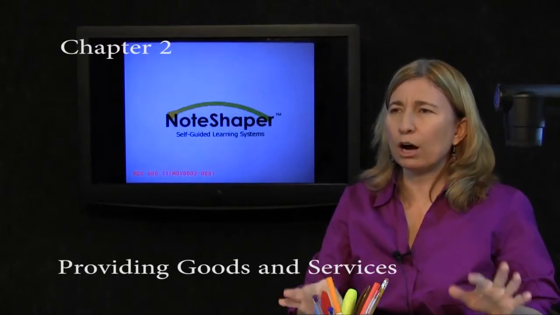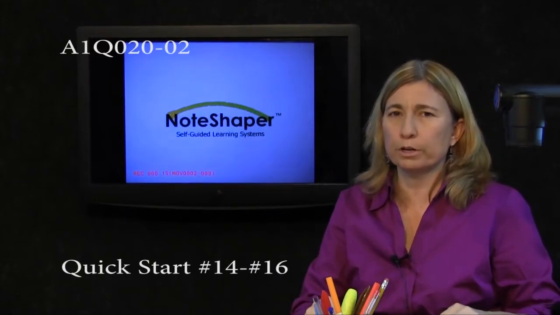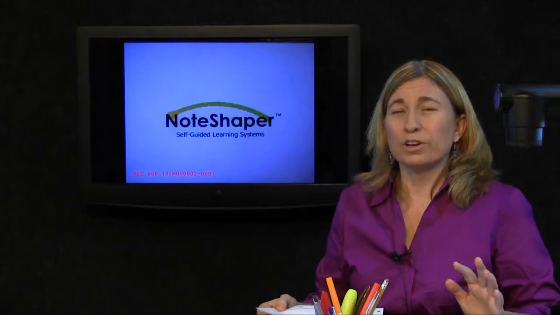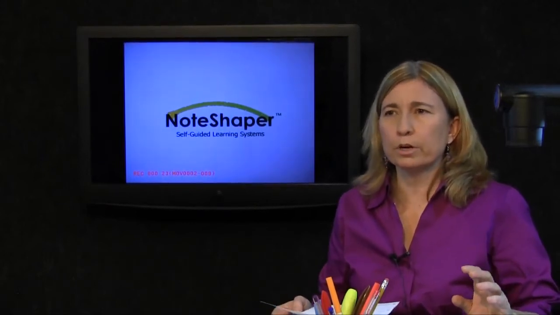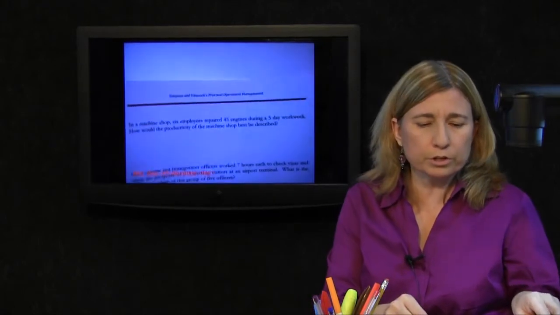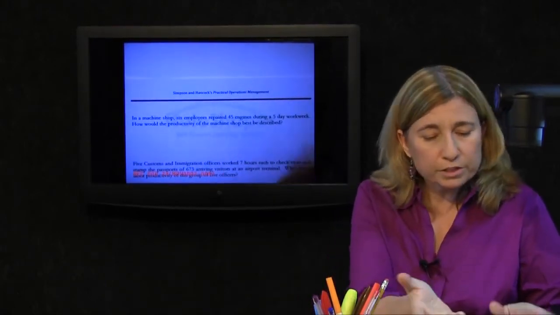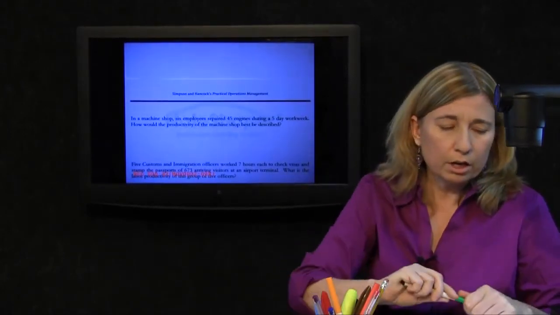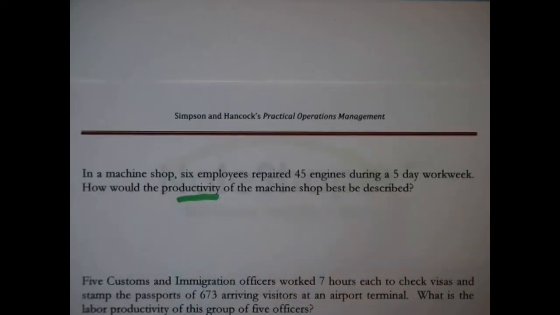Productivity is always output over input, some form of output over input. So calculating so-called simple productivity measures, where it's just an output over an input, is really just a question of spotting which is the output and which is the input. This particular question here is a really good example of that. In a machine shop, 6 employees repaired 45 engines in a 5-day work week. What is the productivity of the machine shop?